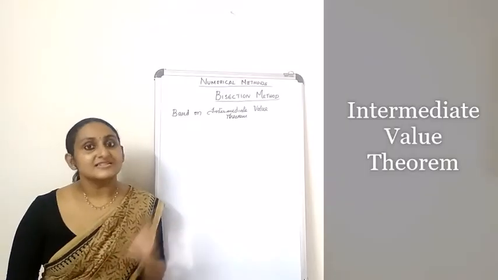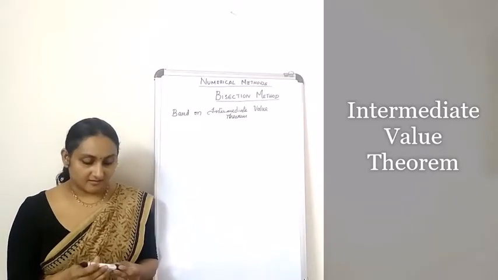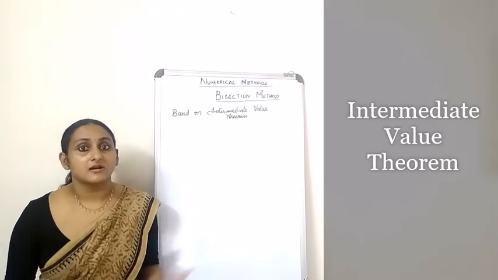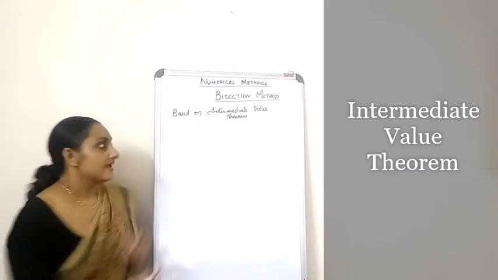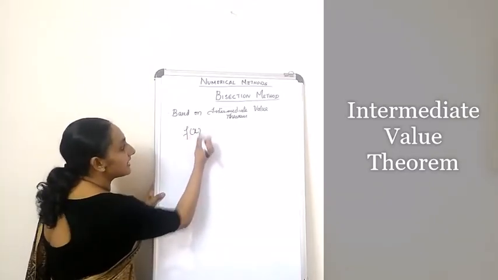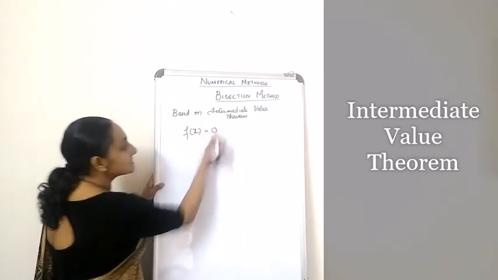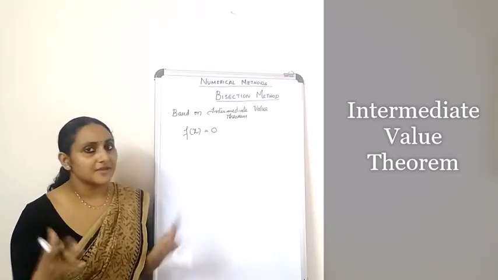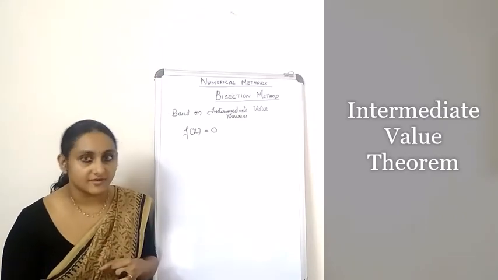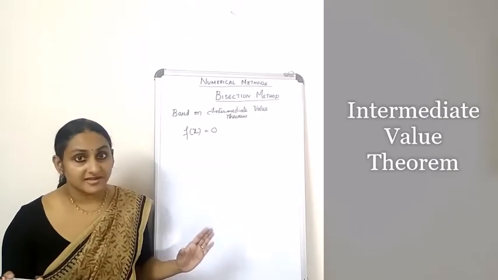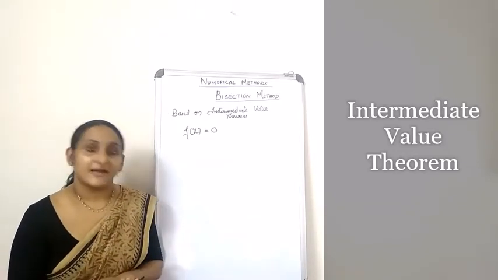Now, the bisection method is based on the intermediate value theorem. Okay, now let's start how we can do the bisection method to find out the roots of the function f of x, f of x is equal to 0. Now this f of x, as I said, could be polynomial, it could be a transcendental function, or it can be an algebraic function. That doesn't matter over here. We are going to write down some steps involved in the bisection method.